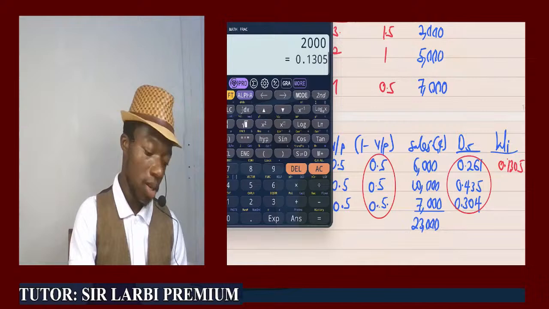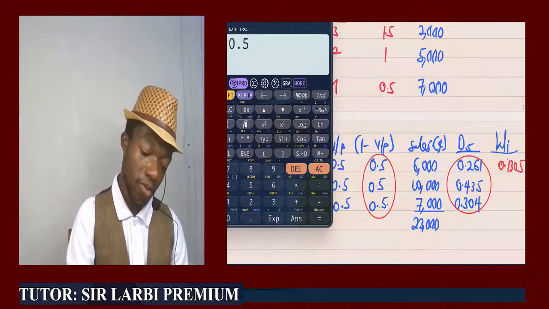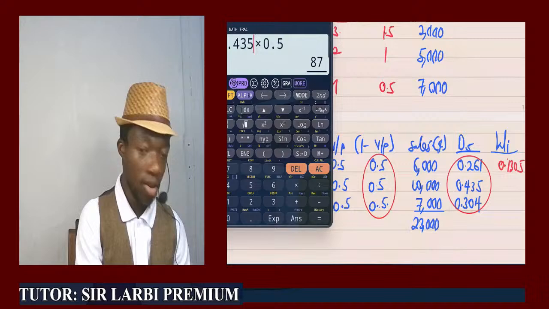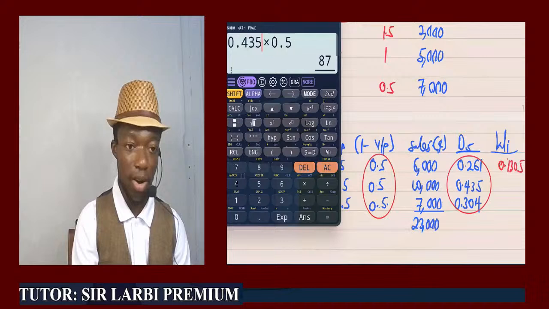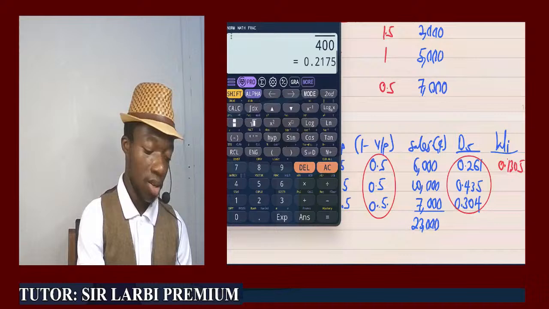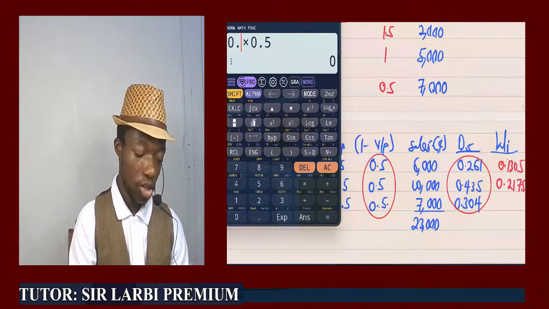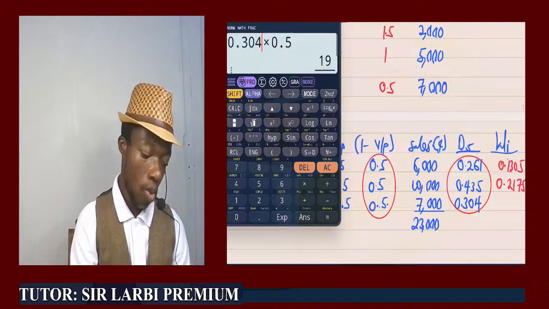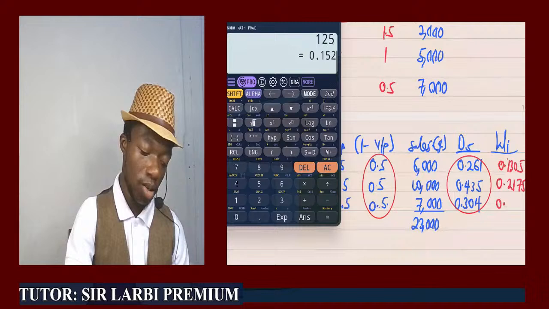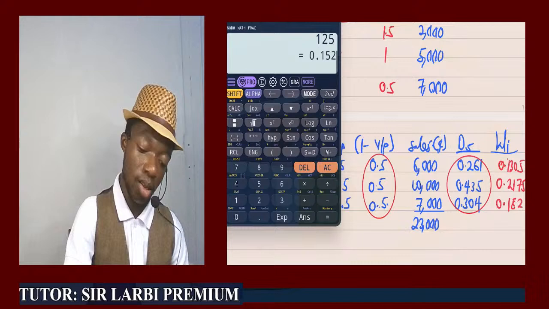And then we do the same. I think we're getting all of them as 0.5. So let's see for this one too: 0.435 multiplying 0.5, we are getting 0.2175. And lastly, we have 0.3004 multiplying 0.5, we are getting 0.152.